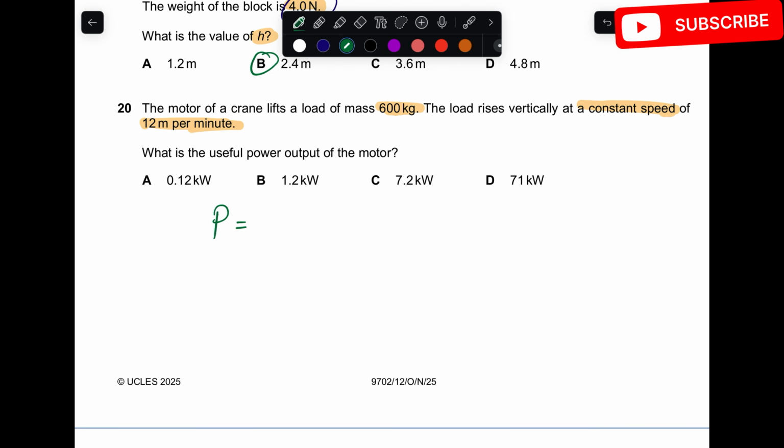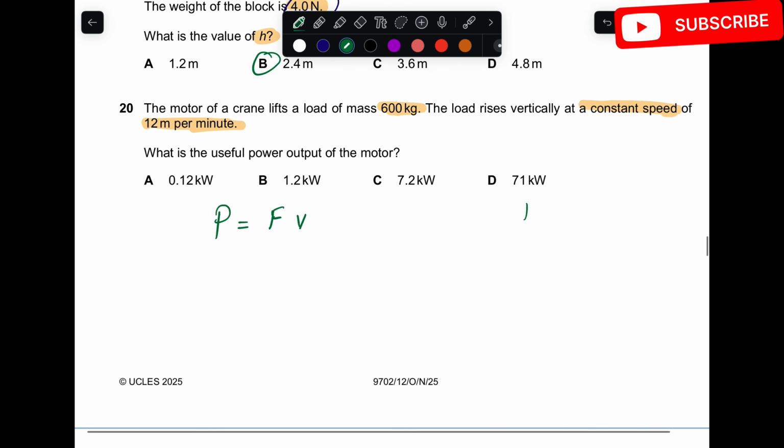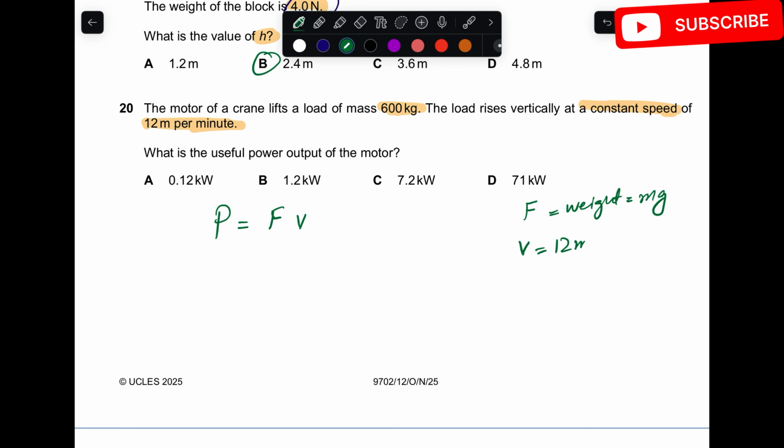Power, we know it's force multiplied by the velocity. As you are lifting the load, force will be equal to its weight, and weight we know is equal to mg. And velocity is given. Velocity is 12 meter per minute. You have to change into seconds. So 12 meter, 1 minute is 60 second. So just put the values here.